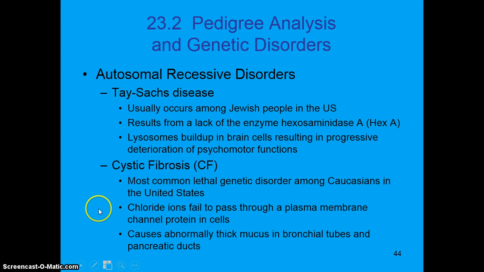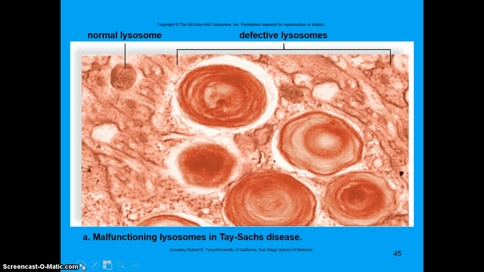Another one is cystic fibrosis. This is the most common lethal genetic disorder among white people in the United States. What happens with this disorder is that the chloride ion fails to pass through a plasma membrane channel in a cell, and this causes really thick mucus in the bronchial tubes and in the pancreatic ducts. This is a picture of malfunctioning lysosomes in Tay-Sachs. We have the defective lysosome right here and a normal lysosome right here, quite a difference.